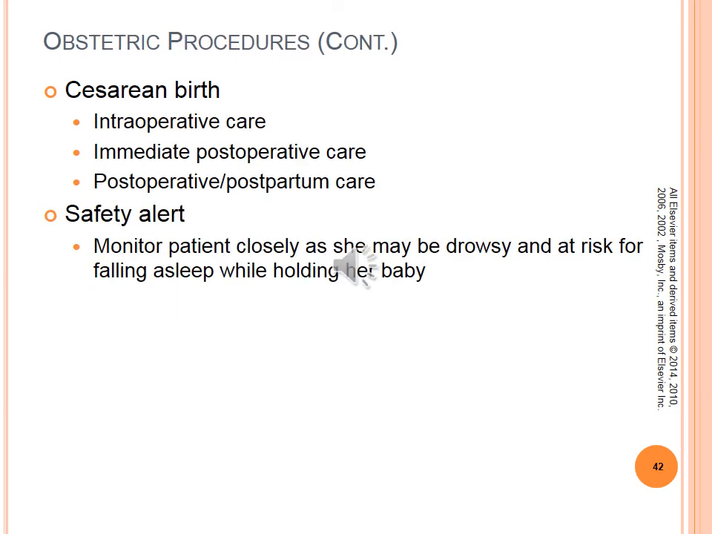For a woman having a cesarean birth, intraoperative care involves positioning the mother so that she does not compress her inferior vena cava. The mother can have her partner present if possible. Immediate postoperative care involves placing the mother on a cardiac monitor, monitoring her vital signs and airway, and assessing any emergency protocols if needed. Postpartum care involves assessing the surgical site, but also remembering that she is a new mom, taking care of her pain needs, and continuing to assess and massage the fundus, making sure that there's no hemorrhage present.